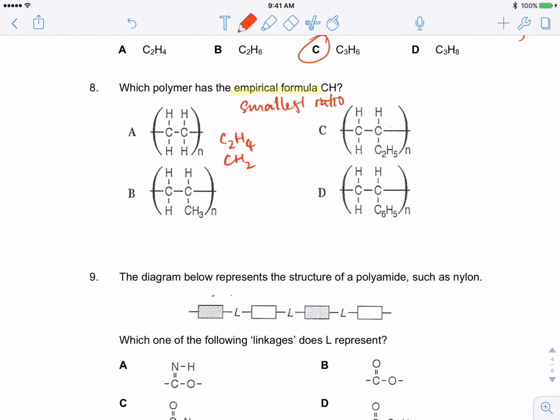Here, the formula of the repeating unit is C3H8. No, C4H8, which is again CH2. Here, I have C3H6, so it's CH2. Here, I have C6H8, so it is CH. Answer is D.